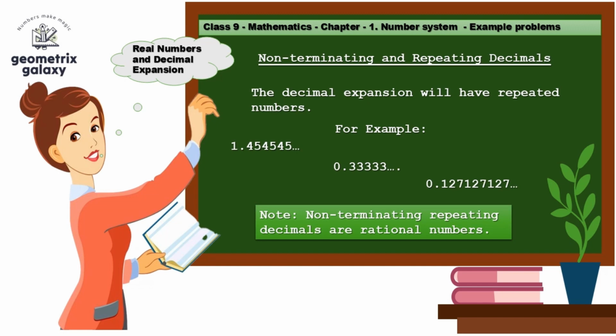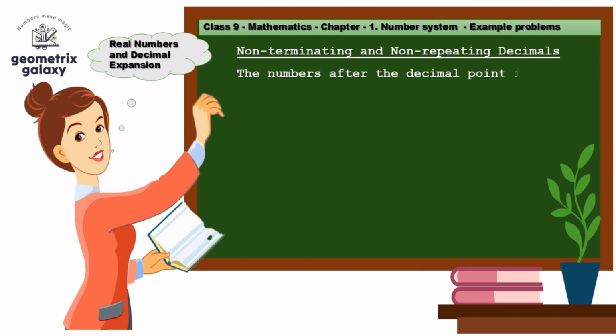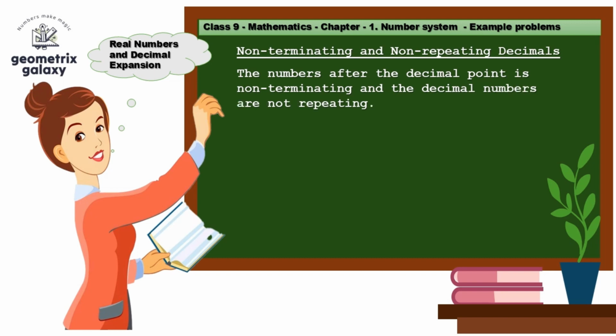Next, let us see what is non-terminating and non-repeating decimals. The numbers after the decimal point are non-terminating and the decimal numbers are not repeating. If you see the example 2.347651..., the numbers are not coming to an end, but it is not getting repeated just like the previous case.